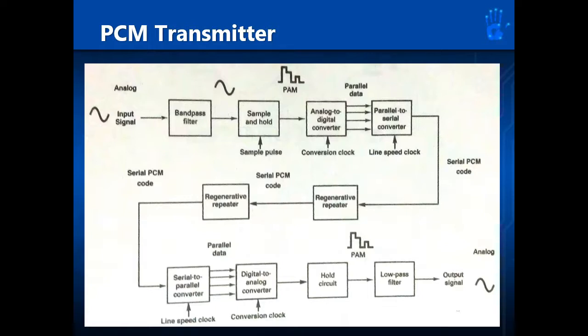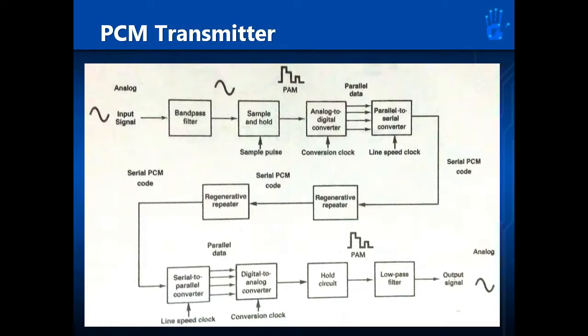The PAM signal would then go to the analog to digital converter, or ADC, that converts the PAM signals to parallel PCM codes, which are converted to serial binary data in the parallel to serial converter. It will then be sent onto our transmission line, which is our medium.